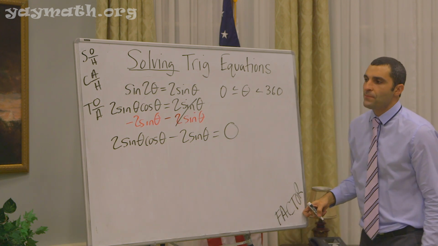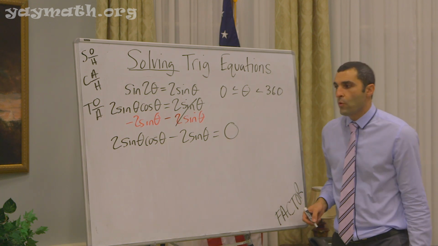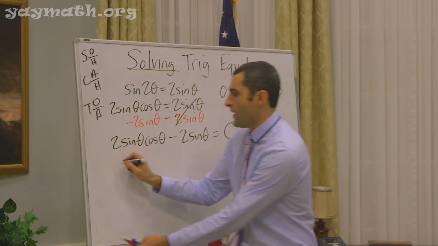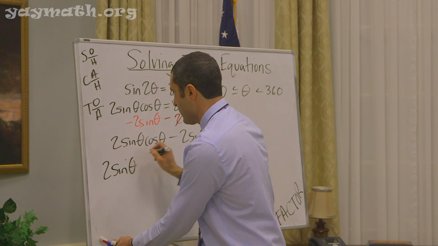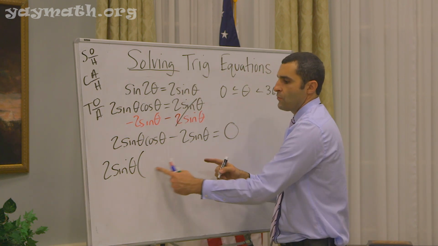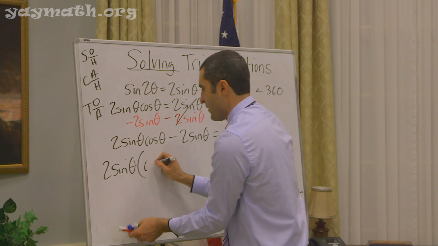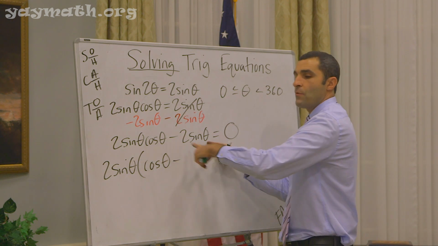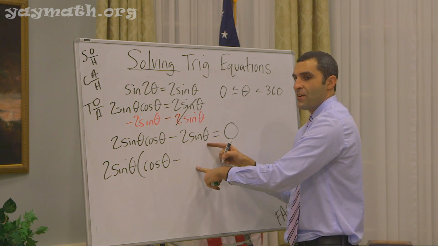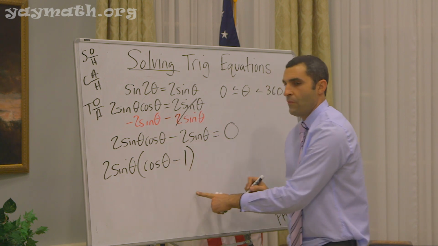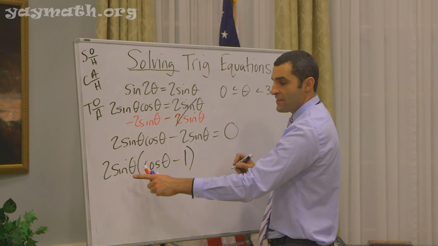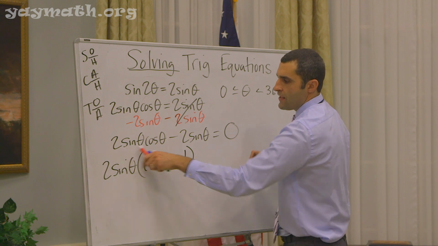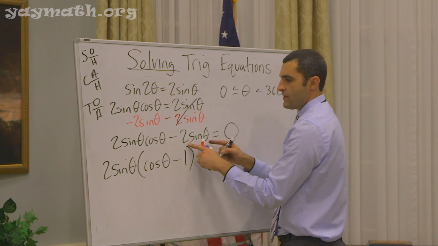Factor. To factor means look for the GCF. What is the GCF in 2 sine theta cosine theta and 2 sine theta? 2 sine theta comes out. 2 sine theta times what is this? Cosine theta. Minus what? 2 sine theta times what becomes this? Times 1. It helps to see it: if you distribute, you'll see it's the same thing above. 2 sine theta times cosine is here. 2 sine theta times negative 1 is here.